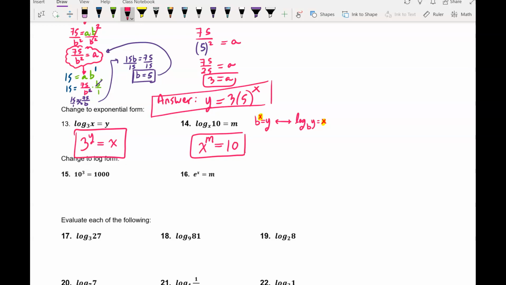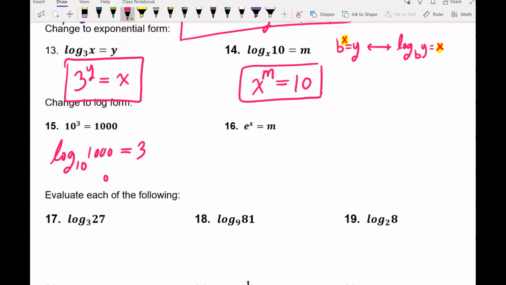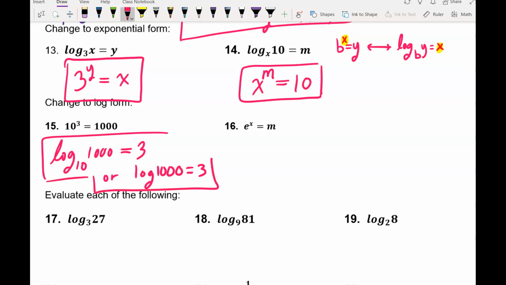So the base becomes the subscript of the log. So it'll be log base 10 of 1,000 gets the exponent by itself is equal to 3. Now, because the base is 10, you could have just written this as log of 1,000 equals 3, and that's good too, because when there's no base written with a log, it's understood to be base 10.